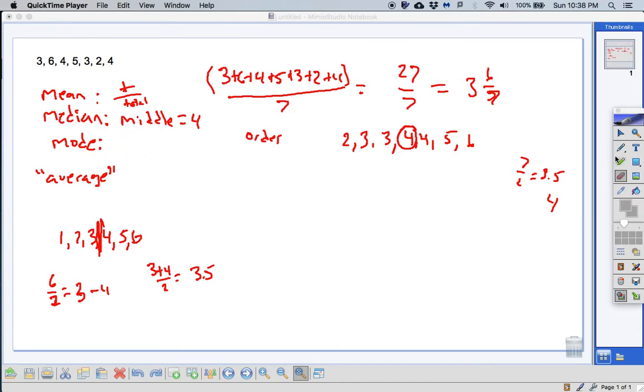So mode is simply going to be the most. It's the most common number. And in this case, we have a pair of 3s and we have a pair of 4s. So we have 2 modes, 3 and 4.